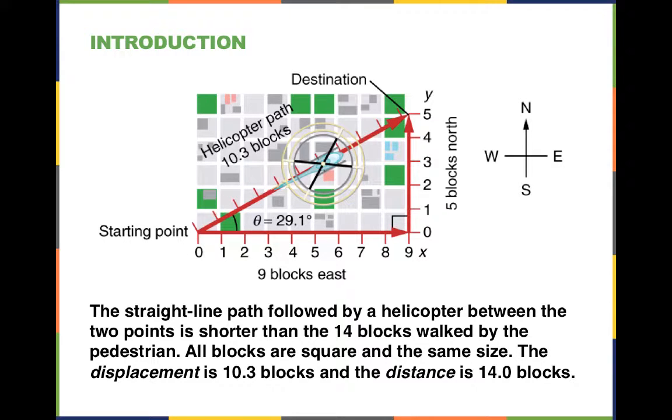The straight line path would be a path that would be followed by an aerial object like a helicopter or a bird. And it would be shorter than the 14 blocks that was walked by a pedestrian. The displacement, and we'll do the calculation in just a minute, the displacement would be 10.3 blocks, which is the square root of 9 squared plus 5 squared. And the distance that would be traveled would be 14 blocks.